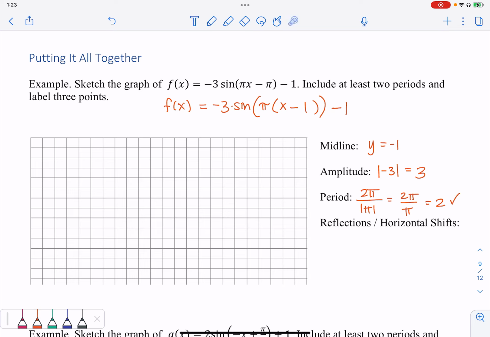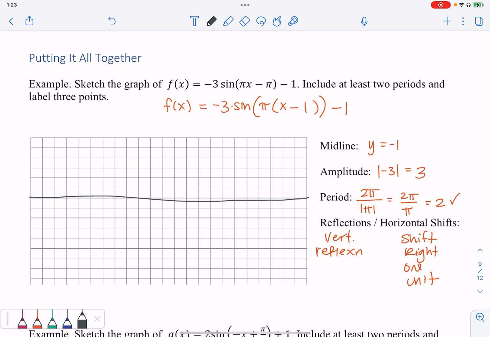What about shifting? Which one do I use? Well, shifting to the right, I have this minus pi and this minus 1. Well, the way that we construct these graphs, we need to use the factored form when determining our horizontal shifts. So I can see that I'm just going to use this as shift right 1 unit. And I can see, because I had a -3 out here, that I'm going to have a vertical reflection. But because this pi here is positive, I don't have any horizontal reflections. All right, now I am ready to make my graph.